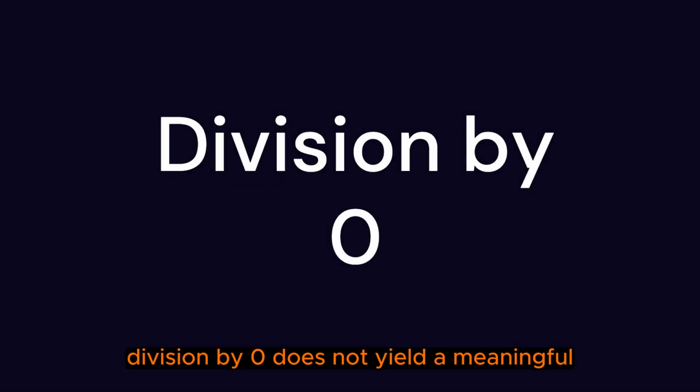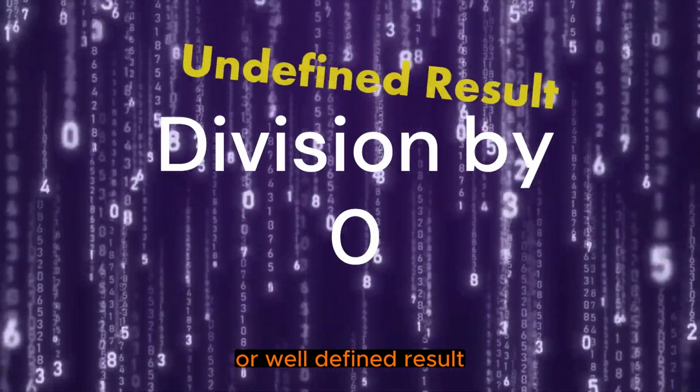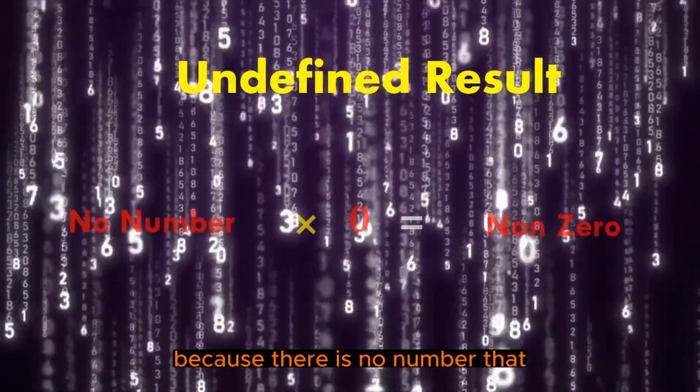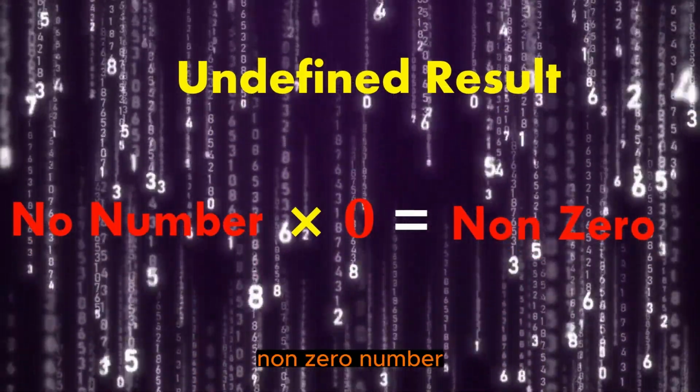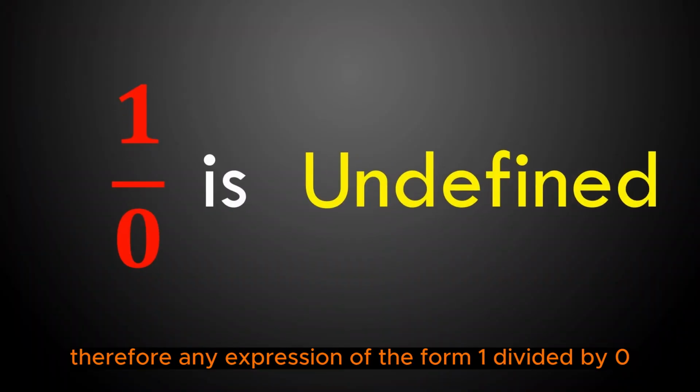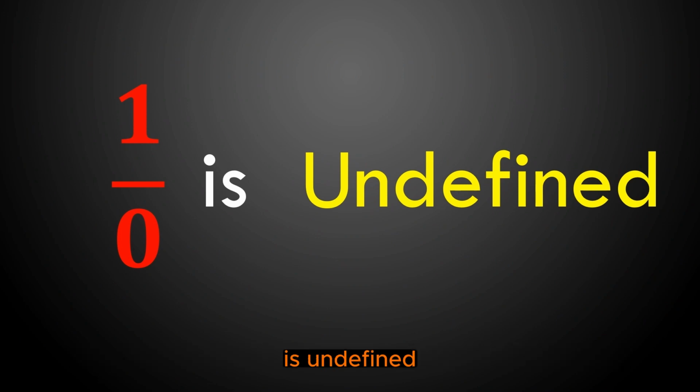Division by 0 does not yield a meaningful or well-defined result, because there is no number that, when multiplied by 0, gives a specific non-zero number. Therefore, any expression of the form 1 divided by 0 is undefined.